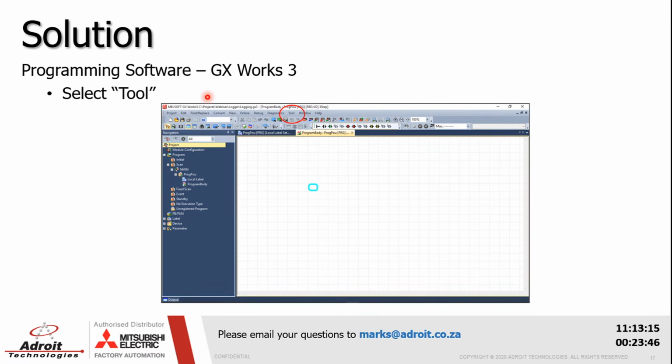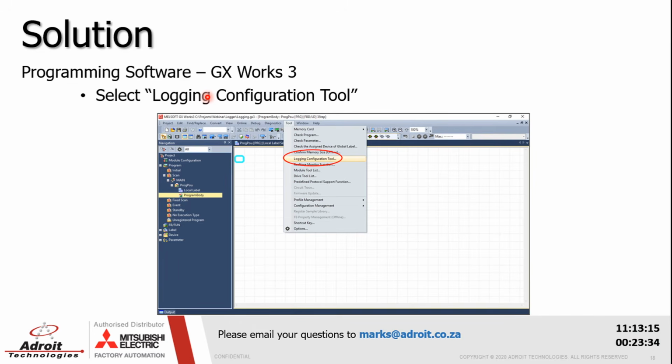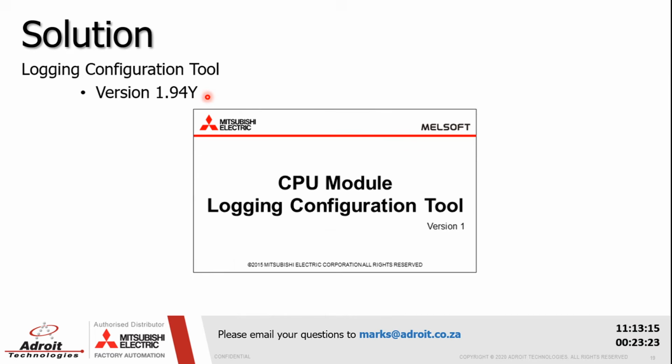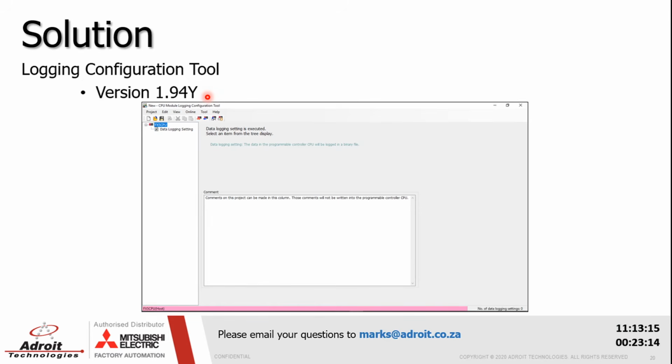So let's look at how we do the actual setup. First of all, you're going to go to the tool menu bar on top and click on that, and once you've done that, it will open up the tool menu. Underneath your tool menu you'll open the logging configuration tool. Once you've done that, you'll see the little splash screen. The latest version is 1.94Y. Once you've seen the splash screen, it will go over to this screen, and this is your basic setup screen. Very simple, very easy. Let me show you why.